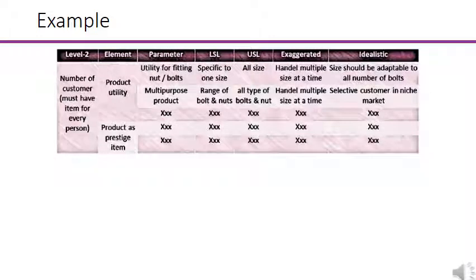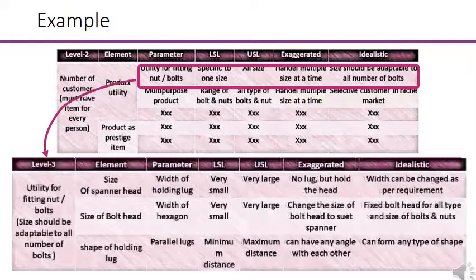There are two elements obtained: utility of product, and making the product a prestigious item. The various parameters obtained for both elements are listed in the table. Let's consider one of the parameters for detailed evaluation. The parameter considered is for the element of product utility. This parameter is considered for the next level EPV. So the object for the level 3 EPV is utility for fitting nut or bolt, and the considered value is, size should be adaptable to the size of the bolt.